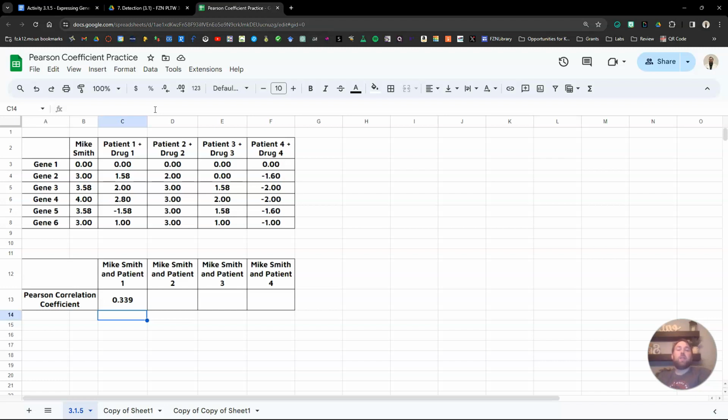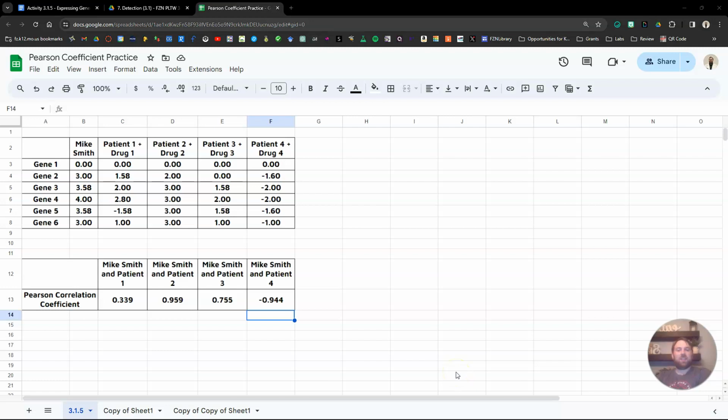I would like you to do the same thing for Mike Smith and patient 2, comparing this set of data to this set of data. Mike Smith and patient 3, this set of data to this set of data. And Mike Smith to patient 4, this set of data to this set of data. Pause the video here. I bet it's going to be easier than you think. Let's see how you do.